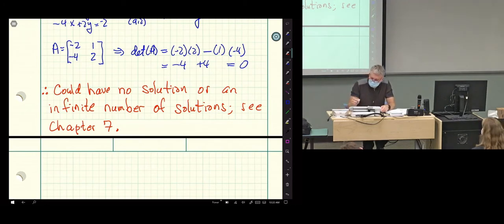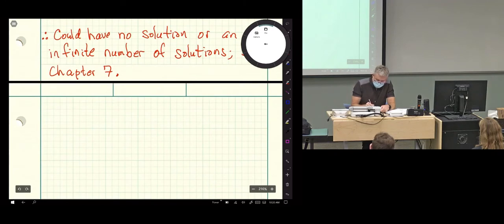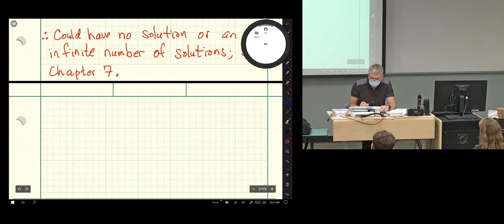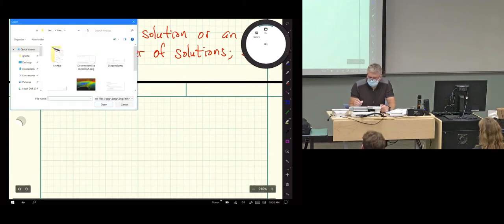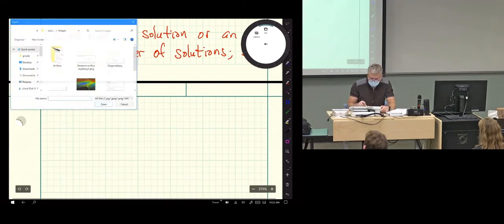Let me do a bigger example by just pasting it in. Whoops. Insert, image, file. Bingo, determinant, 5 by 5. Oh, there we go. Where'd it go?